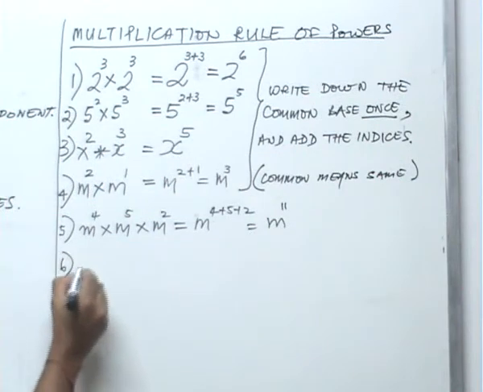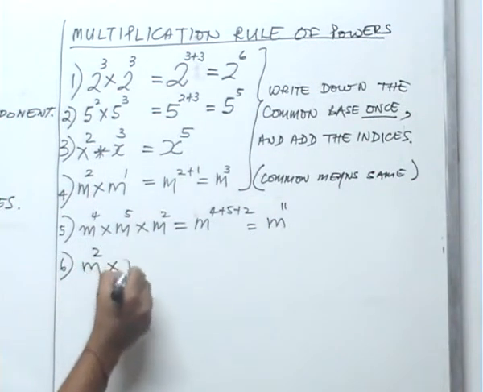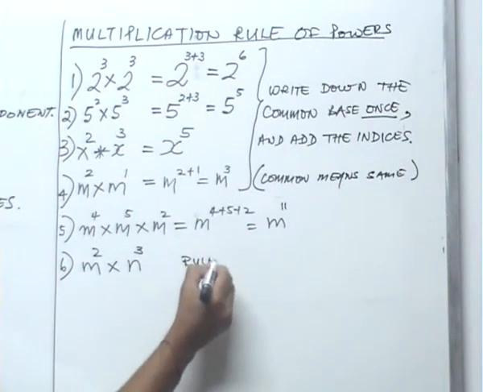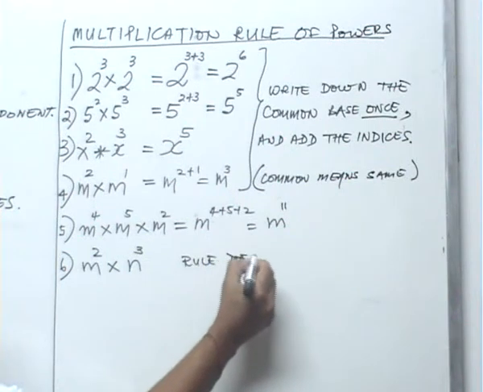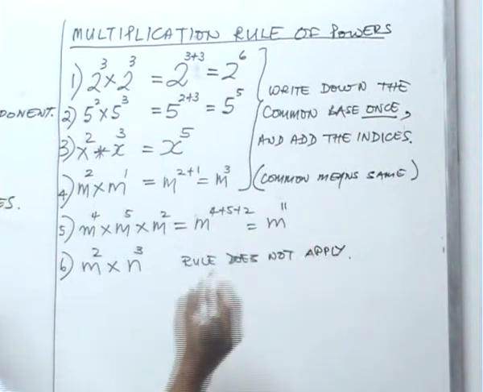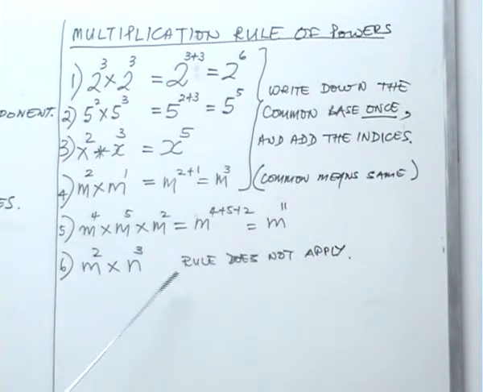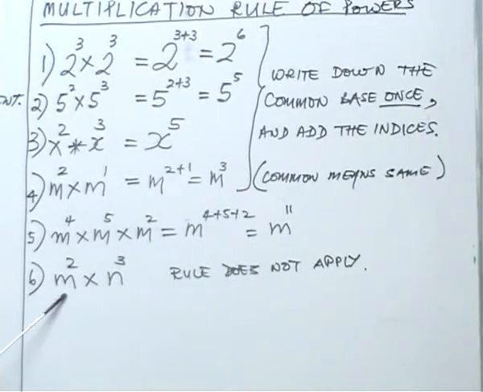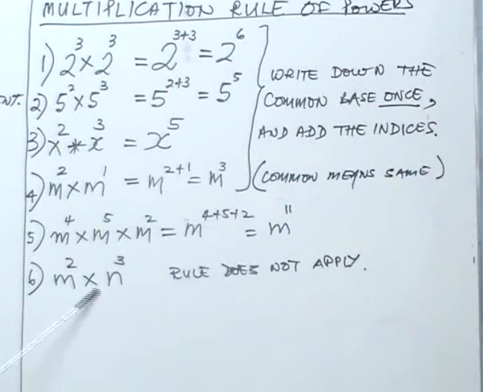Now look at number 6. m squared times n cubed. Here the rule does not apply. You can't do anything here. You just leave it like that. The rule does not apply because the bases are not the same. So you must be careful. The rule can only work if the bases are the same. In this example, the base is not the same. This is m, that is n. So the rule does not apply.